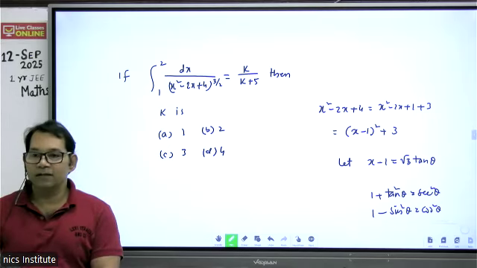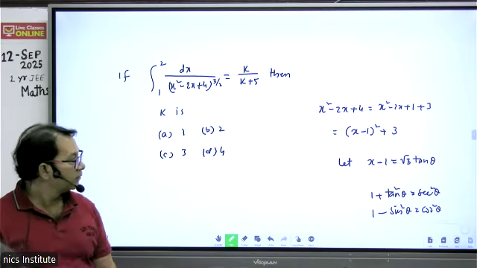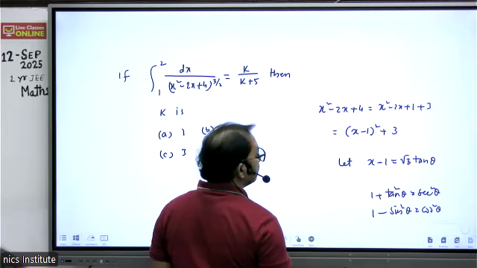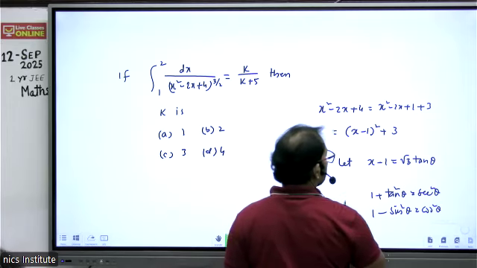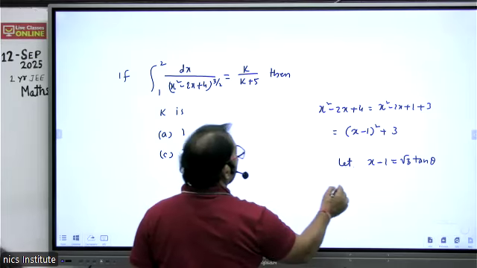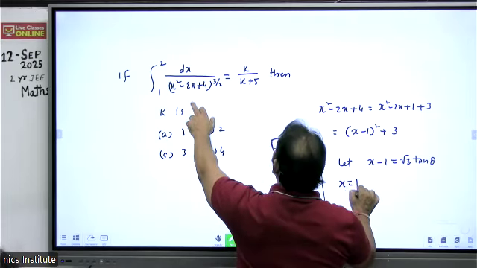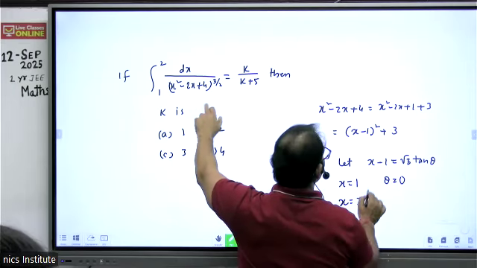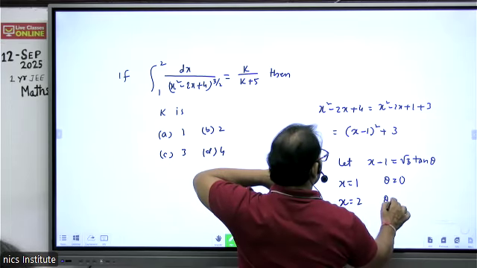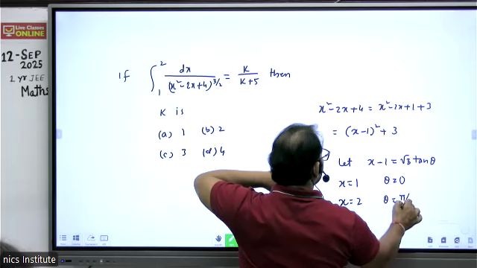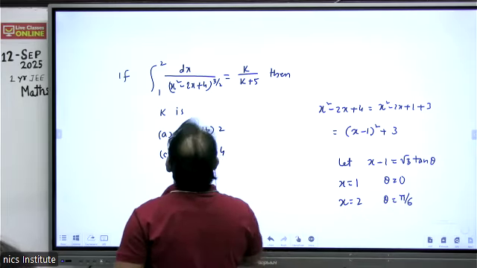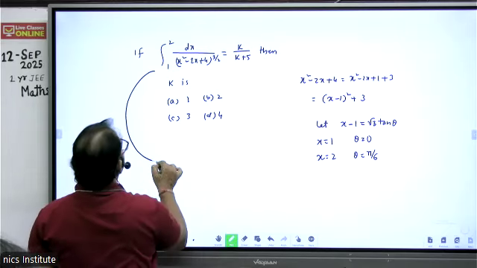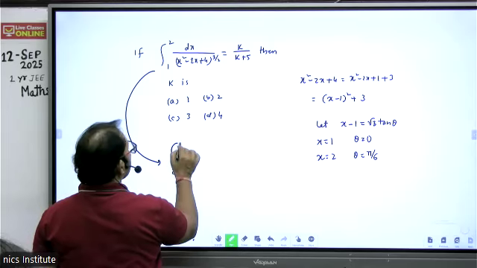When you can't integrate otherwise, like no property is working here, then you can change limits also. And what about limits? When x is 1, tan theta is 0. Theta would be 0. When x is 2, it'll be 1 by root 3. It'll be pi by 6. So 0 to pi by 6.